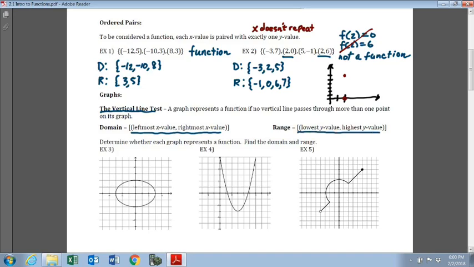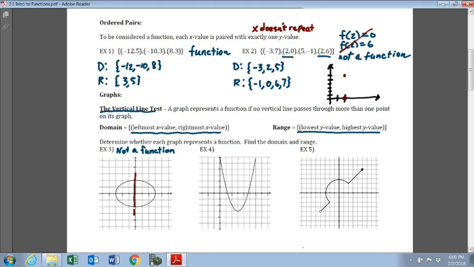So first of all, let's look at number 3 in terms of whether it's a function or not. I want you to notice there's a lot of places where I could draw a vertical line and go through 2 points. So here's one example. So this is not a function. I'm going to go ahead and erase what I just did here. So this is not a function. It doesn't pass the vertical line test. There's a lot of places where it goes through 2 spots.